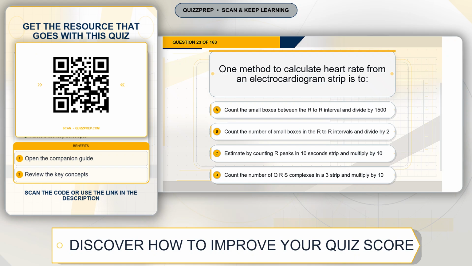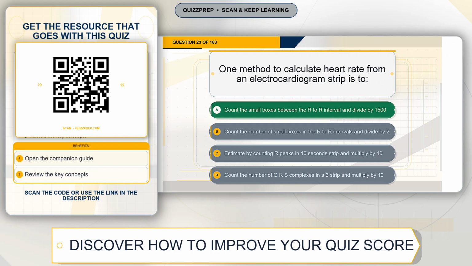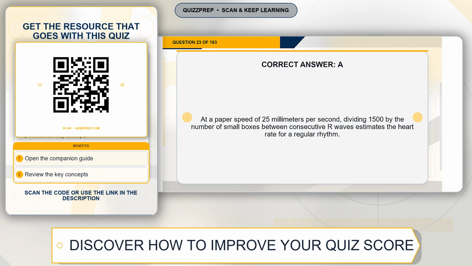Question 23. One method to calculate heart rate from an electrocardiogram strip is to: Option A, count the small boxes between the R-to-R interval and divide by 1,500. Option B, count the number of small boxes in the R-to-R intervals and divide by 2. Option C, estimate by counting R peaks in a 10-second strip and multiply by 10. Option D, count the number of QRS complexes in a 3-strip and multiply by 10. The correct answer is option A. Explanation. At a paper speed of 25 mm per second, dividing 1,500 by the number of small boxes between consecutive R waves estimates the heart rate for a regular rhythm.